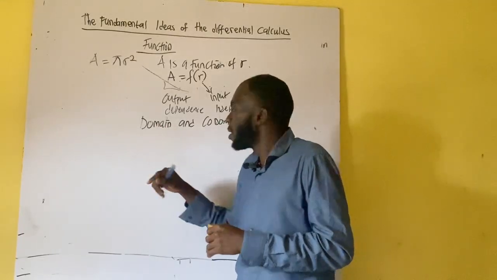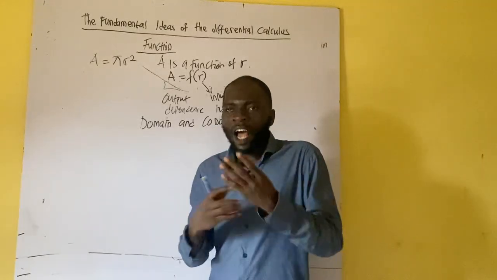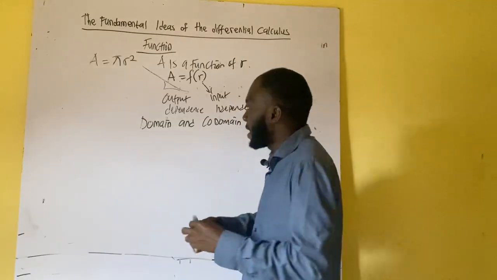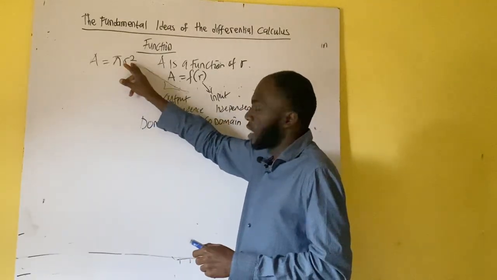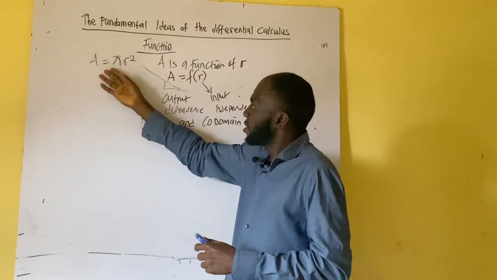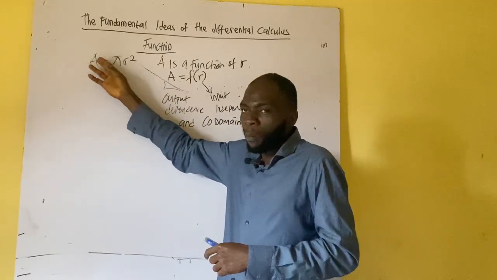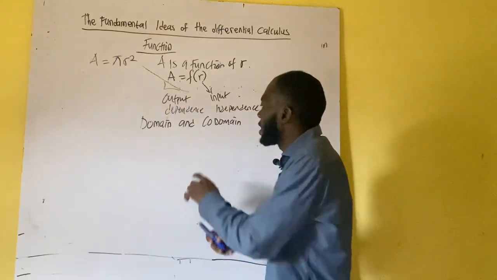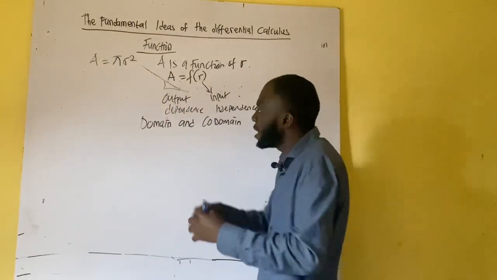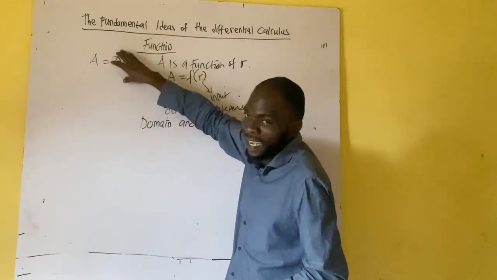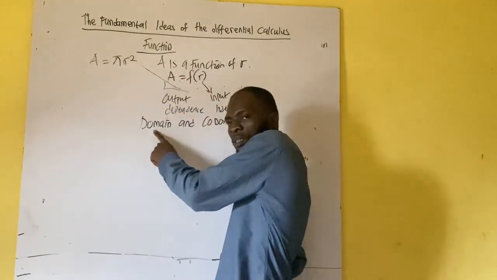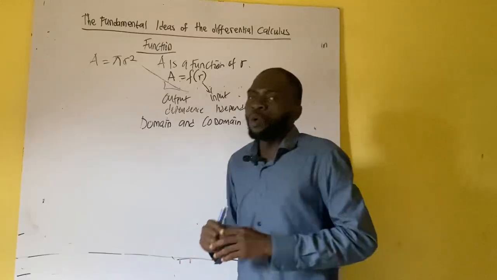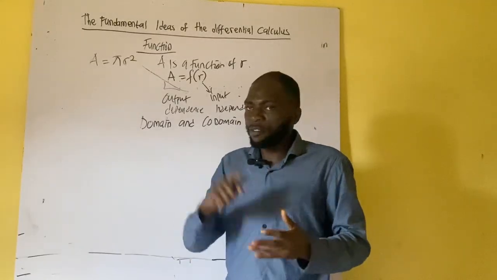The codomain is the possible outputs that I can get. As I have A equal to pi r squared, what are the possible outcomes that I can get from this A? The possible outcome is known as the codomain, while the input, the possible numbers I can put here, is known as the domain. Am I communicating? Now, in domain and codomain, we have what they call defined and undefined.